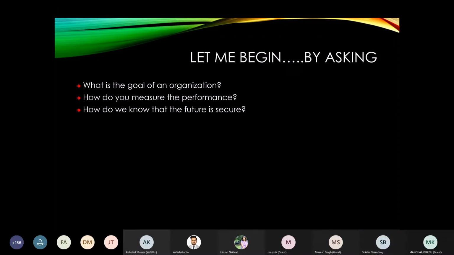Now, we have talked about the goal should be clear. We should know how to measure the performance so we know how to take corrective action, and we should also be doing things which secure our future. That means if you should be making profit, the profit should be good enough to ensure future profits also. Okay, now let us see what we are plagued with.